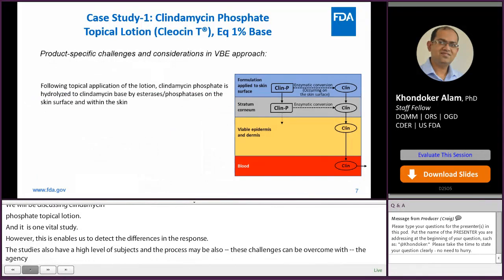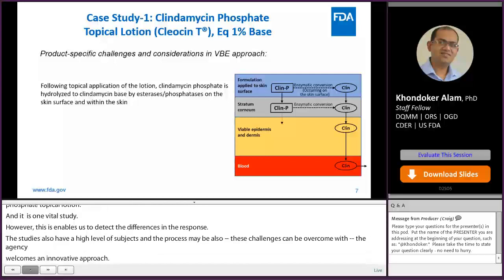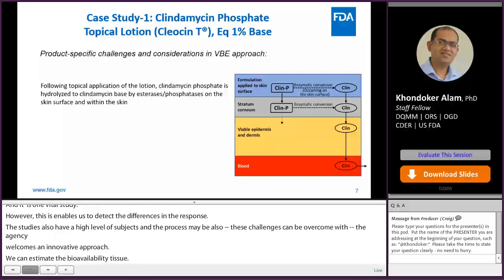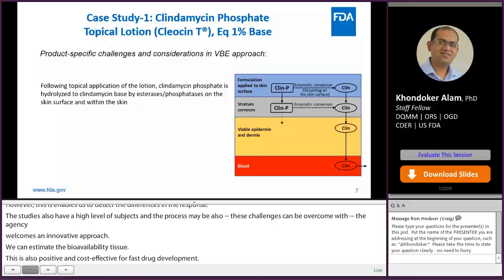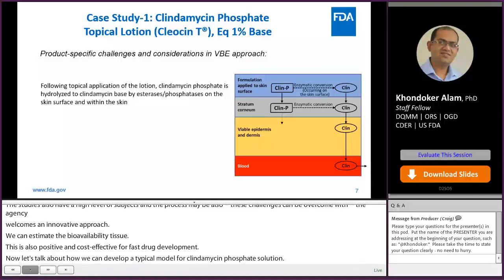Now let's talk about how we can develop mechanistic dermal PBPK model for clindamycin phosphate topical lotion. This is a unique product. Following topical application of the lotion, most of the clindamycin phosphate is hydrolyzed to clindamycin base by enzymatic reaction on the skin surface and within the skin. So the model structure should capture this hydrolysis process.